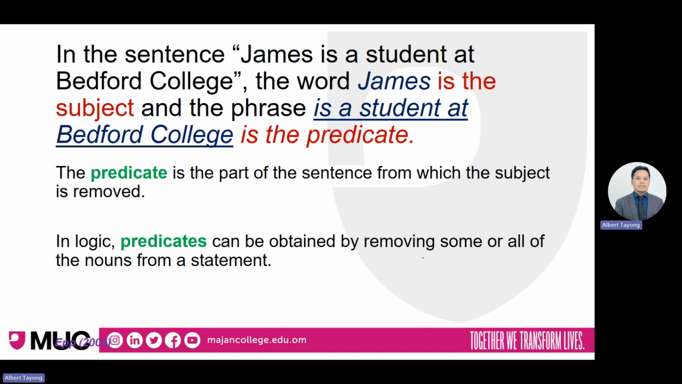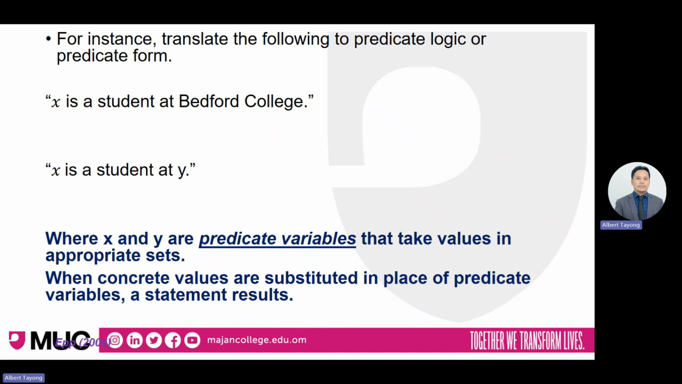So we can remove some. In here we have James and Bedford College. We can remove Bedford College or James when we are dealing with predicates in logic. So it's a little bit different. We can remove the subject or we can remove all other nouns as well. Okay? So let's have some examples here.